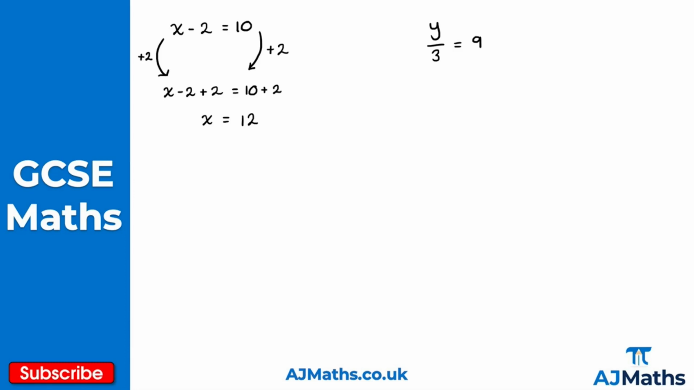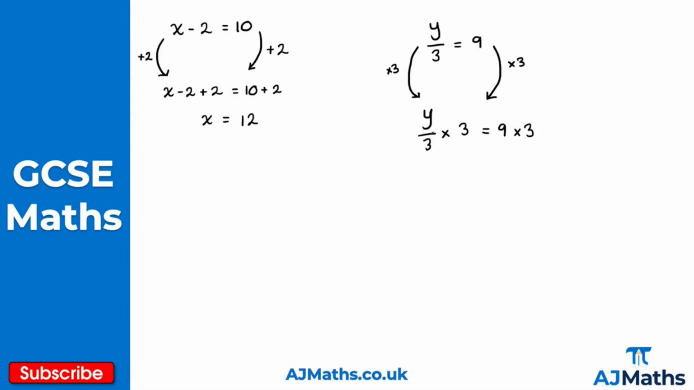So again, we're using inverse operations here. If we just think about this for a moment, what we're doing to y here? We're dividing y by 3. The inverse of dividing by 3 is to times by 3. We times both sides here by 3. Whatever you do to one side, make sure you do it to the other side as well. So y over 3, if we times that by 3 here, that's the left hand side. On the right hand side here, we're going to get 9 times 3, which we'll simplify in a moment.